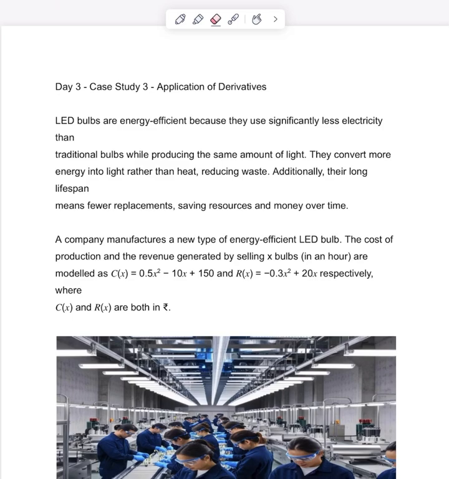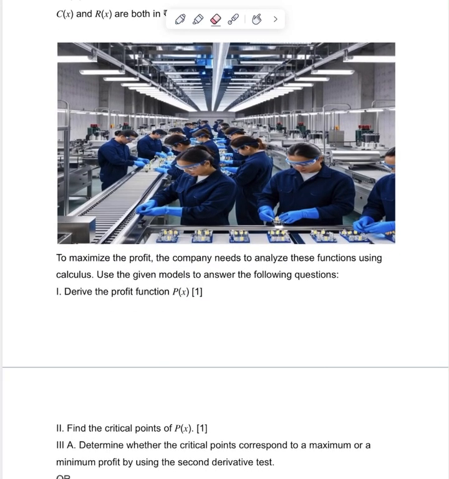A company manufactures a new type of energy efficient LED bulb. The cost of the production and the revenue generated by selling x bulbs in an hour are modeled as follows. So the C of x function has been given, R of x function has been given. Both are in rupees. To maximize the profit, the company needs to analyze these functions using calculus. Use the given models to answer the following questions.